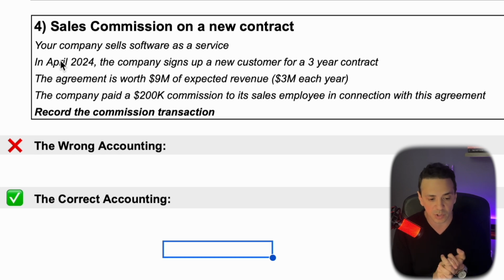Your company sells software as a service. In April of 2024, the company signs up a new customer for a 3-year contract. The agreement is worth $9 million of expected revenue, so $3 million each year. The company paid $200,000 commission to its sales employee in connection with this agreement. Go ahead and record the commission transaction.